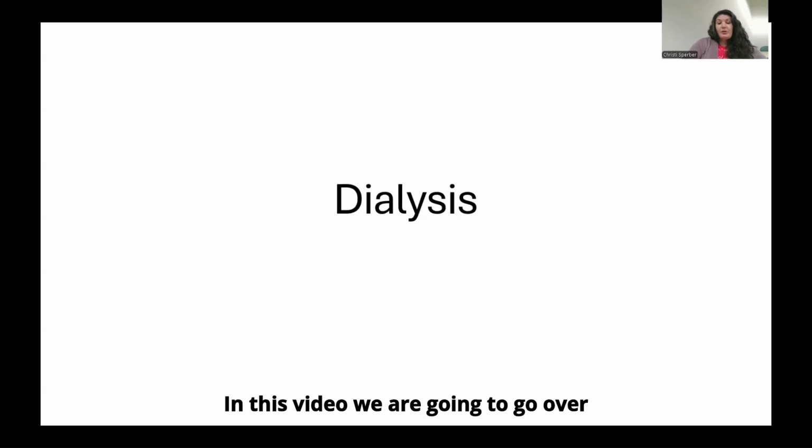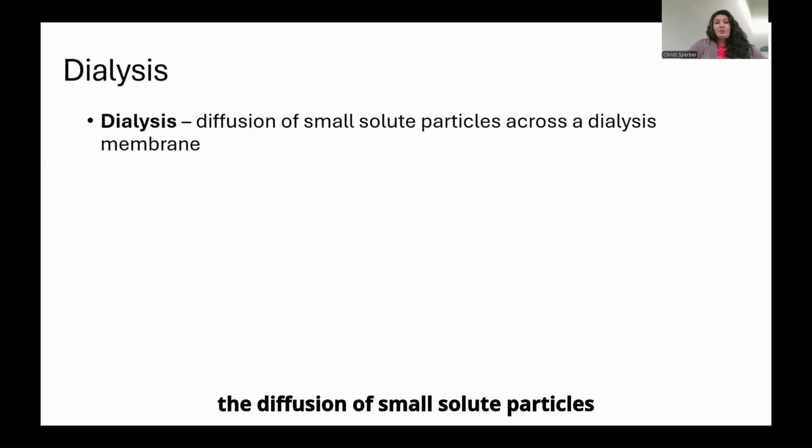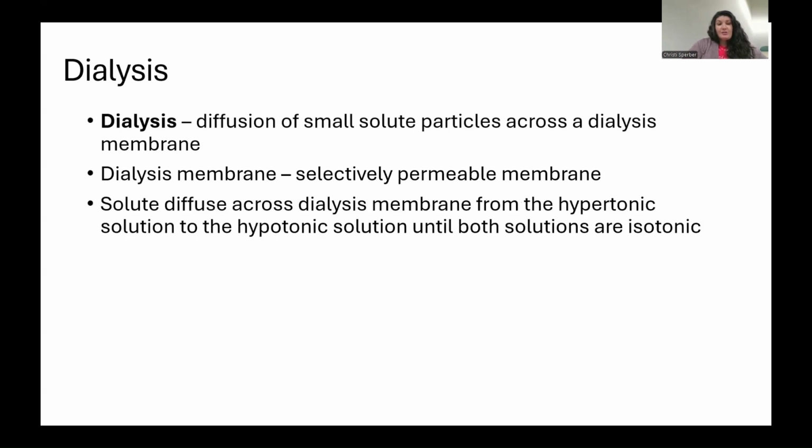In this video, we are going to go over dialysis. So dialysis is the diffusion of small solute particles across a dialysis membrane. A dialysis membrane is a selectively permeable membrane. Solutes diffuse across the dialysis membrane from the hypertonic solution to the hypotonic solution until both solutions are isotonic.